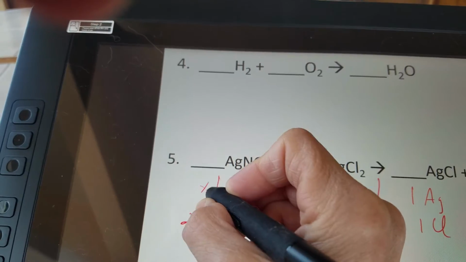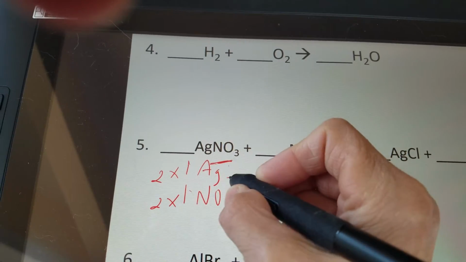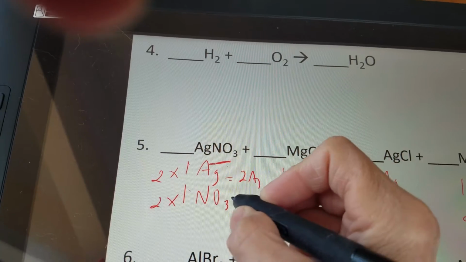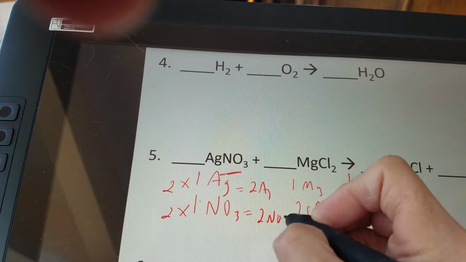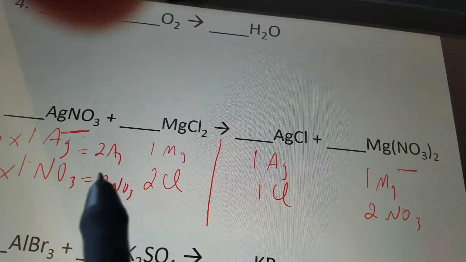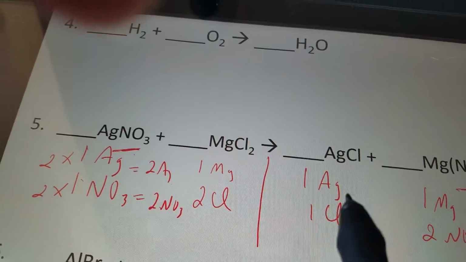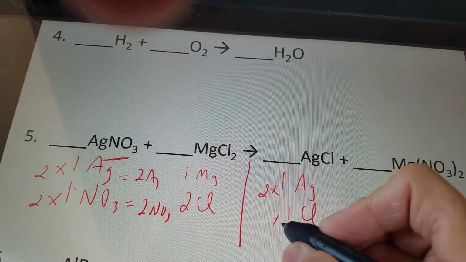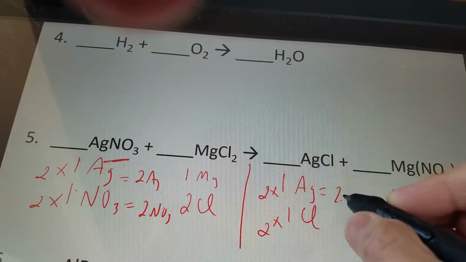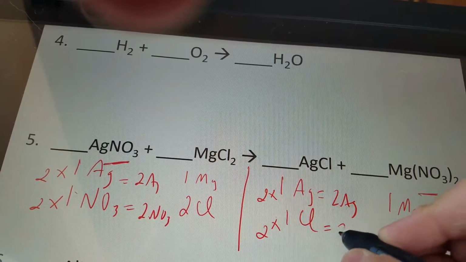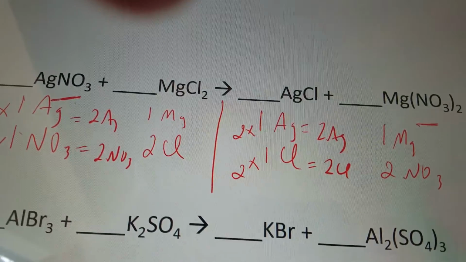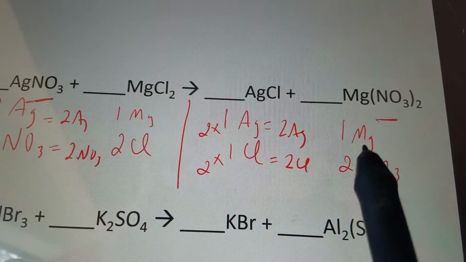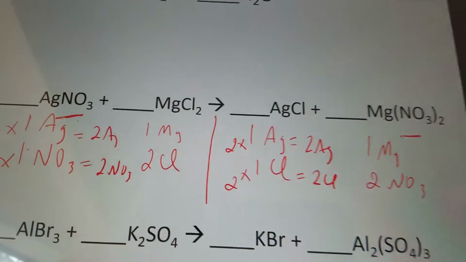Since these are linked together as a compound, they also get multiplied by 2. So I'd have 2 silvers now and 2 nitrates. So I can go back and fix the silver if I want to. So I have 2 here, 1 here. So I'm going to have to multiply this one by 2, which also multiplies the chlorine by 2. I have 1 magnesium, 2 chlorines, 2 chlorines. Now I have it balanced.